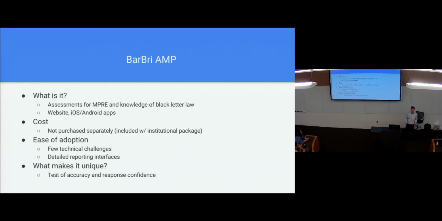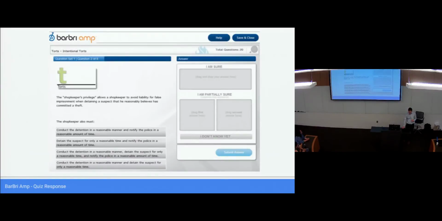It's sold as part of an institutional package. Some of you may have it. But it's a test of both accuracy and a student's confidence. So what does the interface look like? This is the best way to get this across. The question is there, your choices are there, and you have some slots over here, and you can drag your answer to this box. When you're not sure, you're prompted to give 2 answers, and when you don't know.